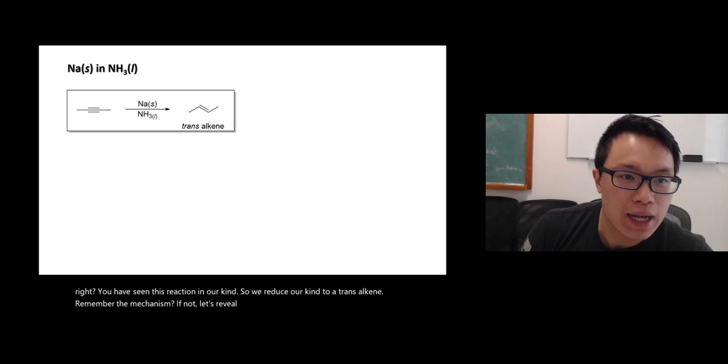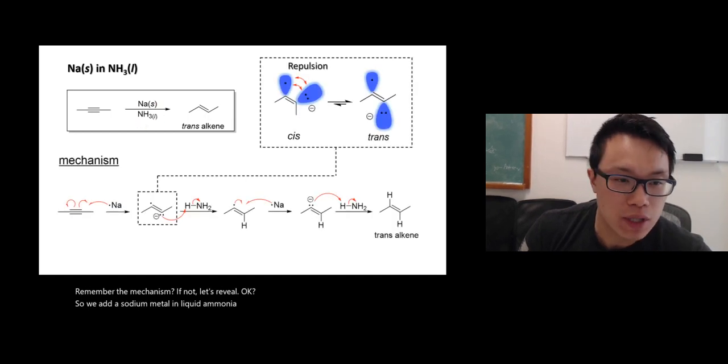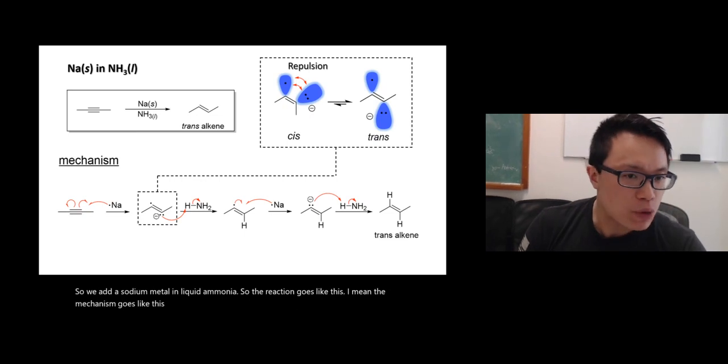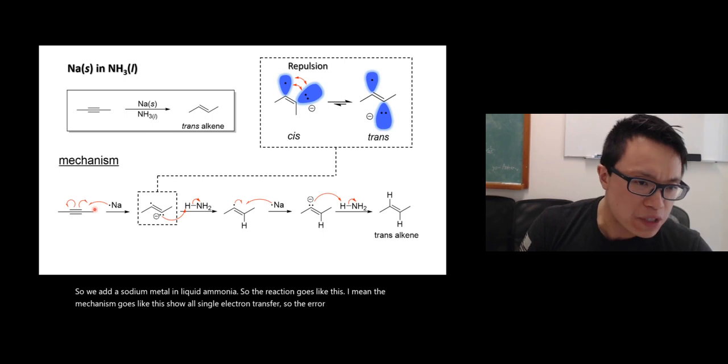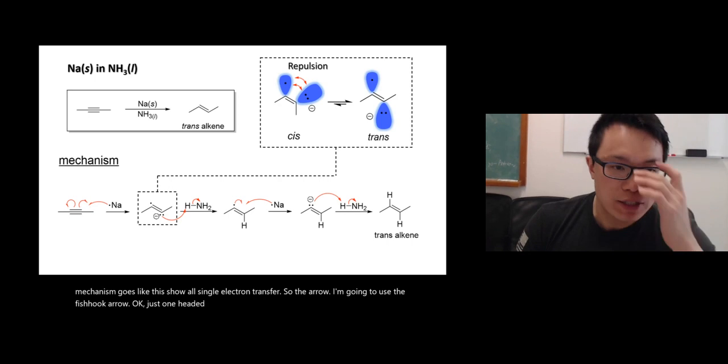Okay. So we add sodium metal in liquid ammonia. So the reaction goes like this. I mean, the mechanism goes like this. This shows single electron transfer. So the arrow, I'm going to use the fishhook arrow. Okay, just one-headed arrow right there. Now let's take a look what happens.